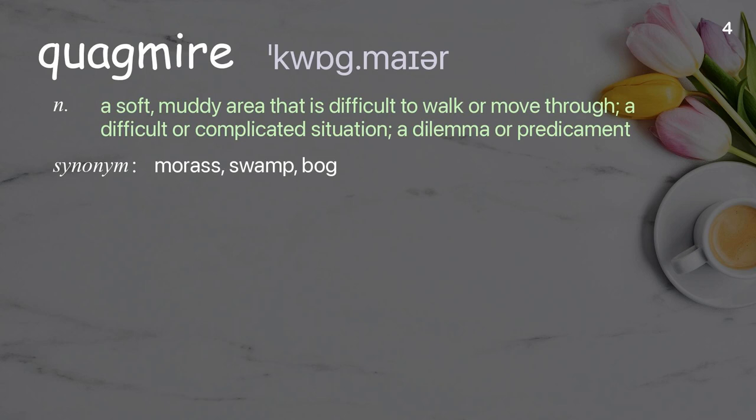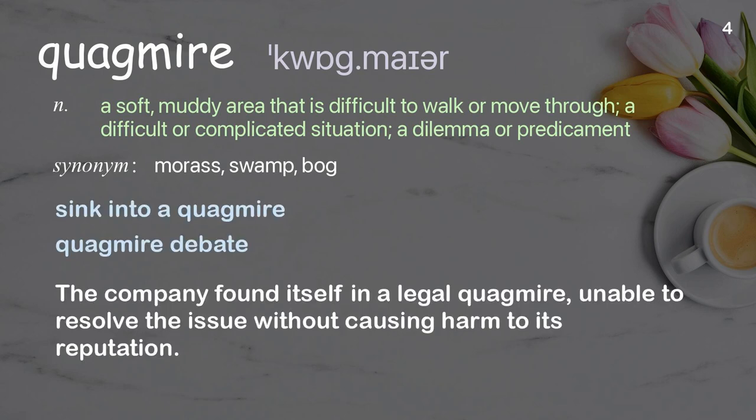Quagmire. A soft, muddy area that is difficult to walk or move through; a difficult or complicated situation, a dilemma or predicament. Examples: Sink into a quagmire. Quagmire debate. The company found itself in a legal quagmire, unable to resolve the issue without causing harm to its reputation.